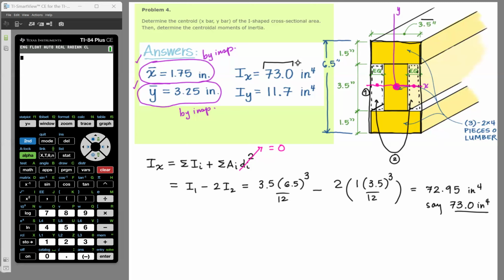Cool, that's Ix. That one is done. And last but not least, let's do I sub Y. Clean up my picture again. Oops, wrong layer. Clean up my picture.